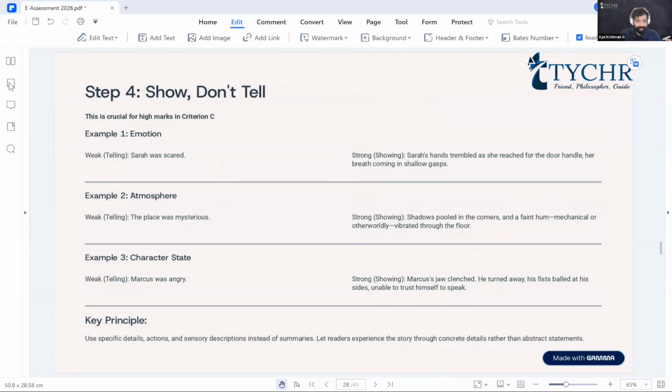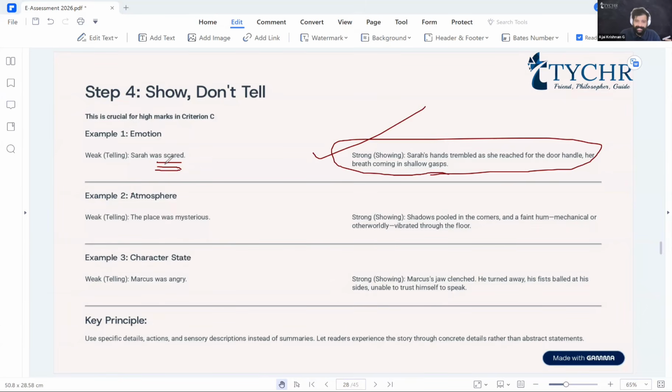Sarah's hands trembled and she reached for the door handle, her breath coming in shallow gasps. This explains that she is scared. So rather than just telling that she was scared, which is a very poor writing strategy. No good writer would ever use this in their writing. You might have read hundreds of stories by this point of time. So try to go with the showing strategy rather than the telling strategy.